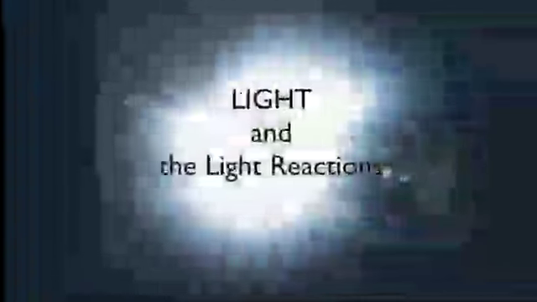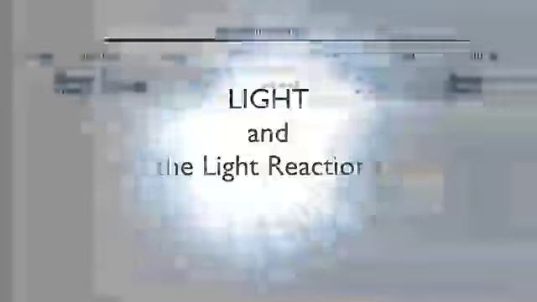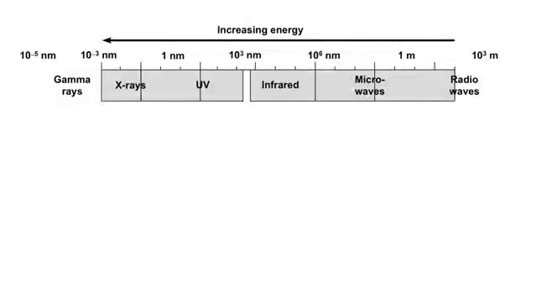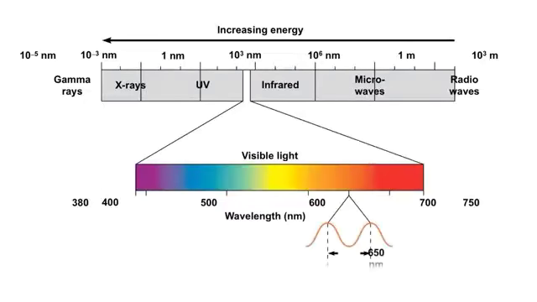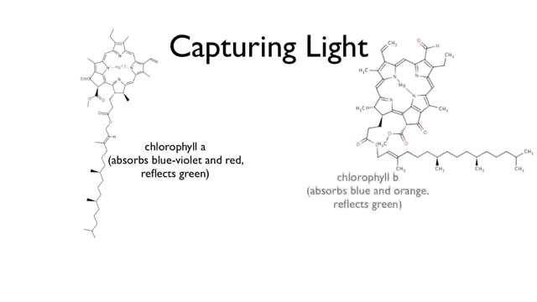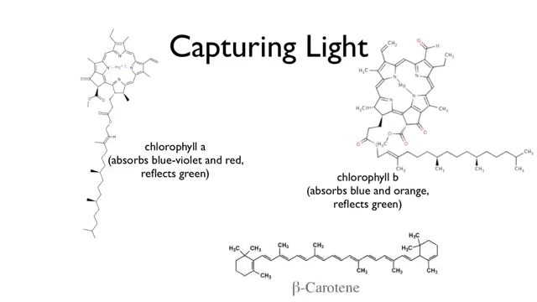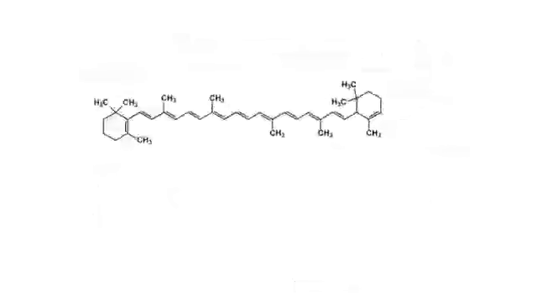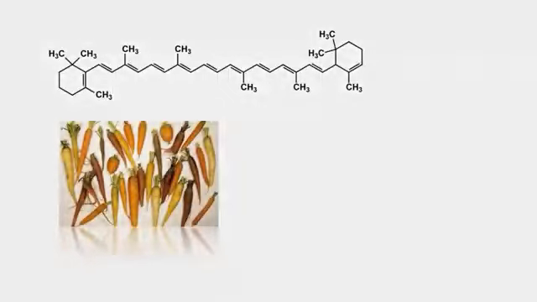So let's talk about light first. Here's the electromagnetic spectrum. There's a teeny tiny little slice in there that is actually visible to us, and that's the same sliver that plants can use for photosynthesis. Now, how plants capture this light is with pigment molecules like chlorophyll A. Here's chlorophyll B. There are other pigments, though. This is beta-carotene. Beta-carotene is what gives things like carrots their color.